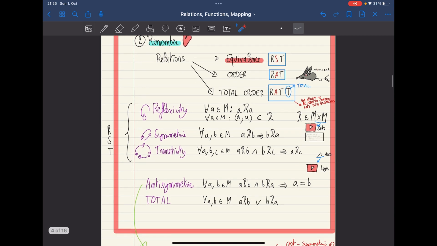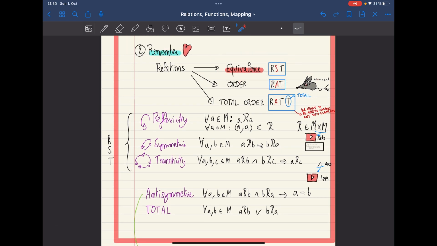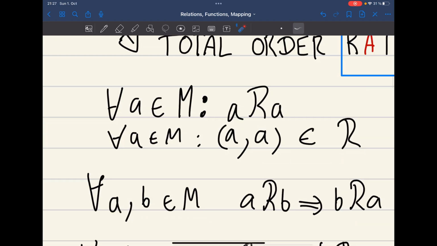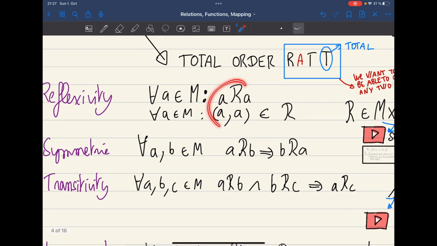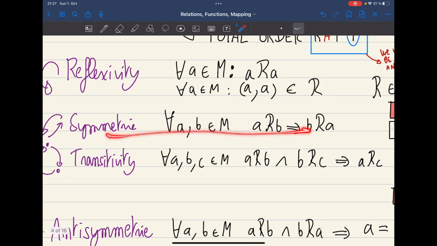So what do we have to remember? We already saw equivalence relations. They are reflexive, symmetric, and transitive. Reflexivity is when an element is in relation with itself: this element is part of this set. So there are two ways of writing it down. I prefer the first way, so I'm going to use it. For symmetry, when A is in relation to B, then B is in relation to A.